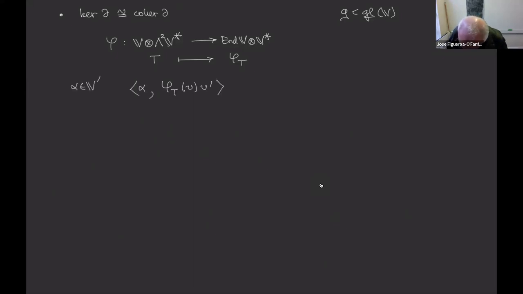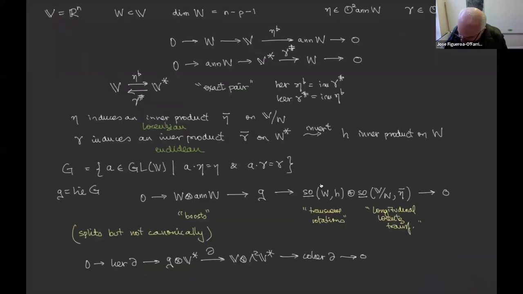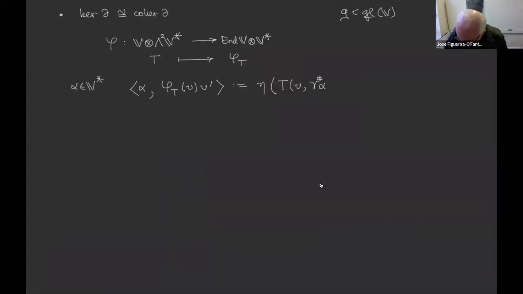So here alpha is in V star. And I'm going to define this to be the following. It's going to be eta applied to T. Well, T is, so I'm going to take v and then what do I call it? H, I guess, or? No, I call it gamma sharp of alpha. Remember, let me go back to this. Maybe it's good to remember these things. So this gamma sharp takes V dual to W, right? So this gamma sharp of alpha, this is in W. So this is T(v) and then inner product with v prime, and I symmetrize in v and v prime. So I'm going to take this to be T of v prime, gamma sharp alpha, v. I just define that.